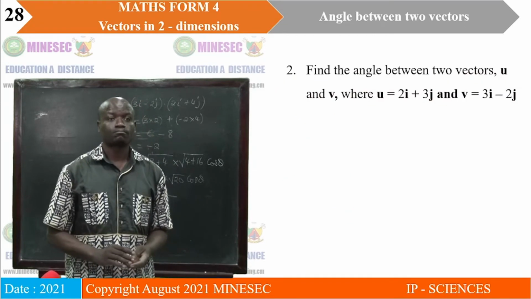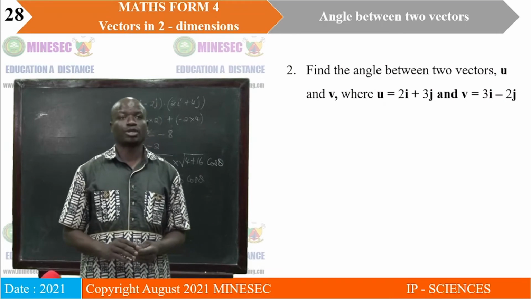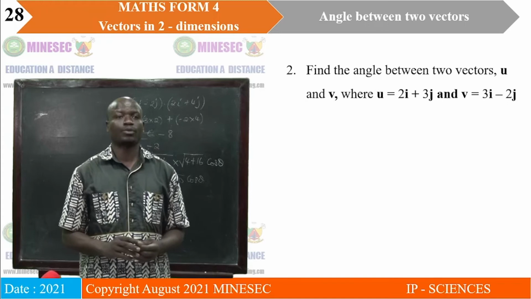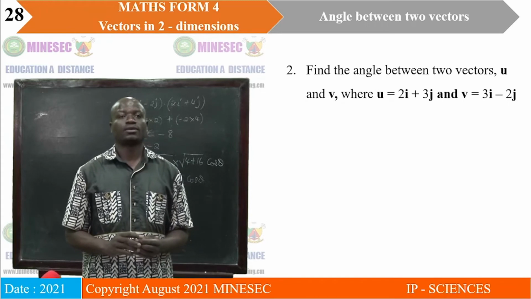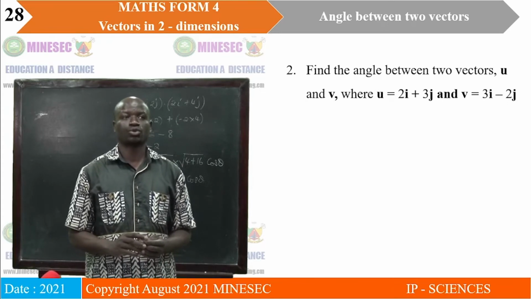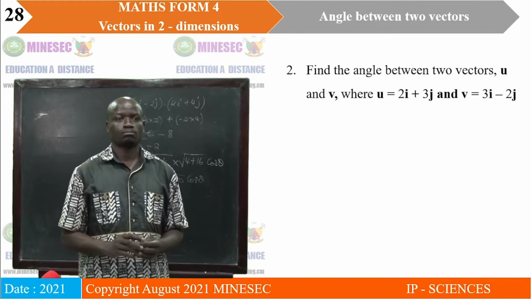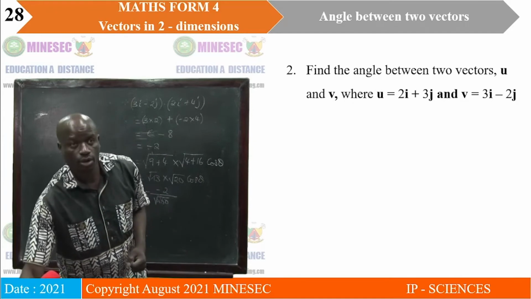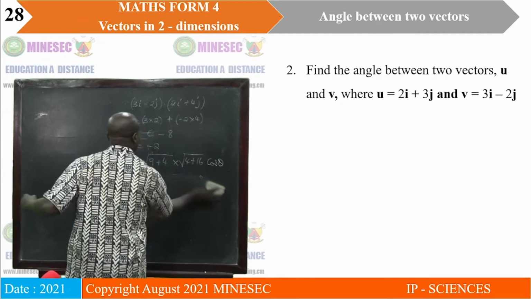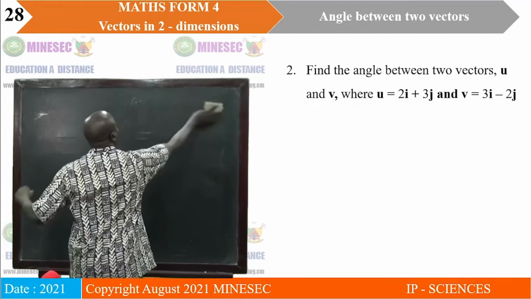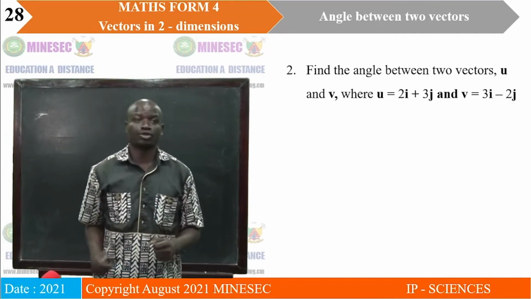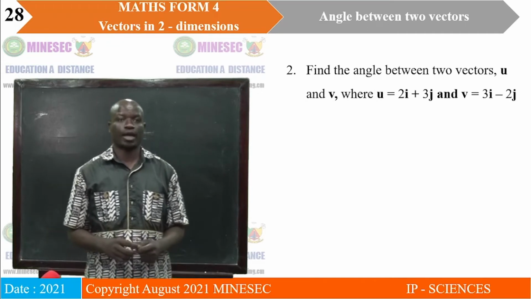Okay, find the angle between the two vectors u and v, where u is equal to 2i plus 3j and v is equal to 3i minus 2j. Now, to find the angle, we use the formulas we've just done for this other question. That's u dot v is equal to magnitude of u times magnitude of v cosine theta.